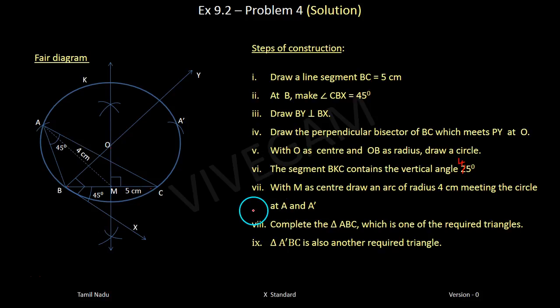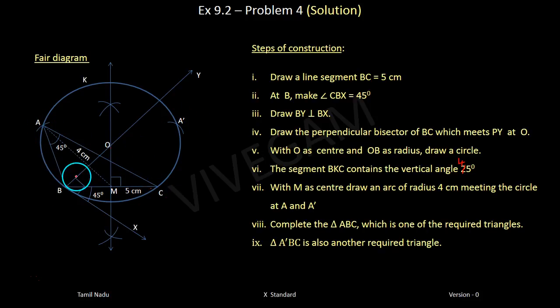Then with M as a center, draw an arc of radius 4 cm meeting the circle at A and A dash. We wanted to have a median, right? So with M as a center and 4 cm as a radius, we drew two arcs cutting the circle at A and A dash. Then complete the triangle ABC, which is one of the required triangles. A dash BC is also another required triangle. So once we have these points A and A dash, join AB and AC, which is a required triangle.